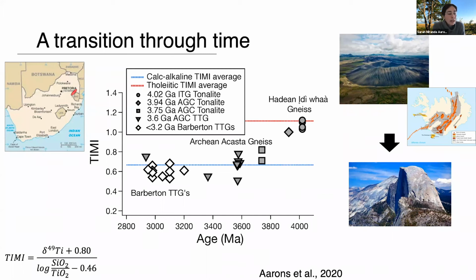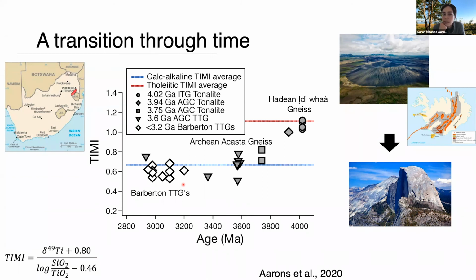So one way to approach that is to look at different locations. I'm showing the Barberton TTGs, which is basically a tonalite, trondhjemite, granodiorite rock series that's present in South Africa. And so the fact that our TTGs look like this, they look like the Acasta Gneiss, they look like these calc-alkaline rocks formed from subduction, that supports that notion.